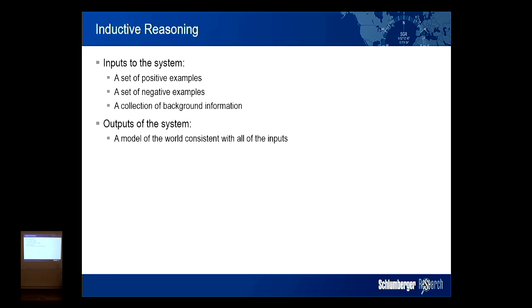Okay, so in inductive reasoning, we have some inputs to our system. We've got a set of positive examples. So this is kind of solution-guided reasoning. So set of examples are usually plans. So here's a set of plans. A set of negative examples. So here's a set of things that are not plans. And a collection of background information. And that could be anything. And our output is some kind of domain model consistent with all of our inputs.